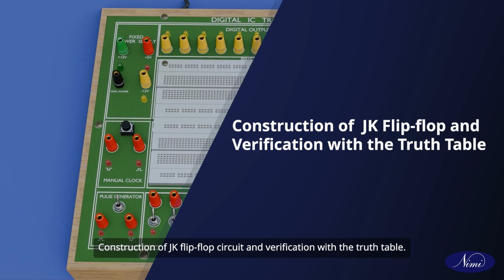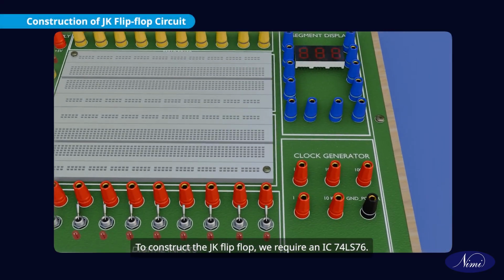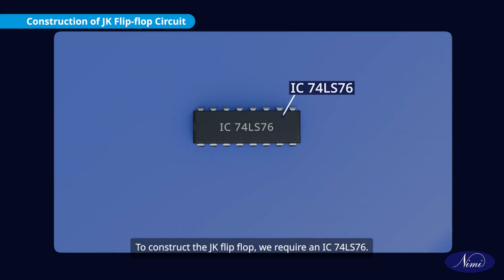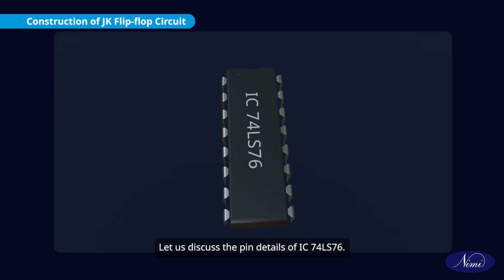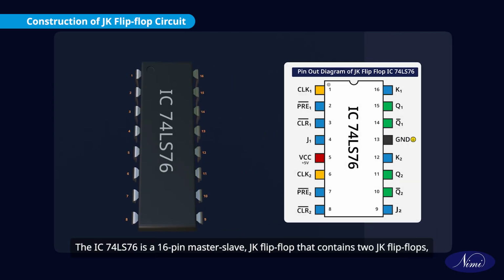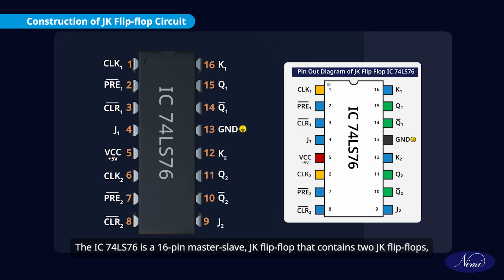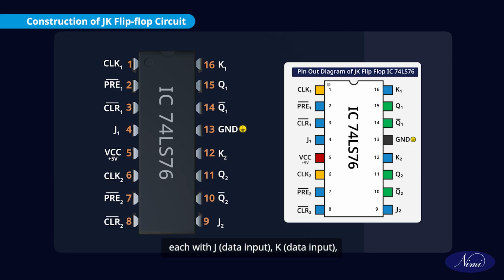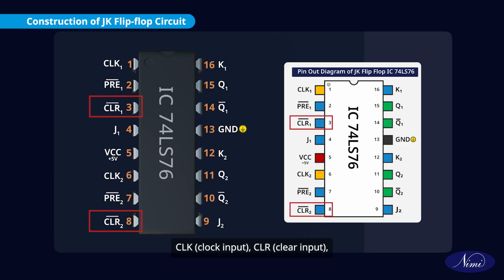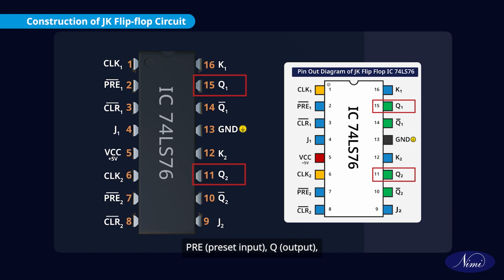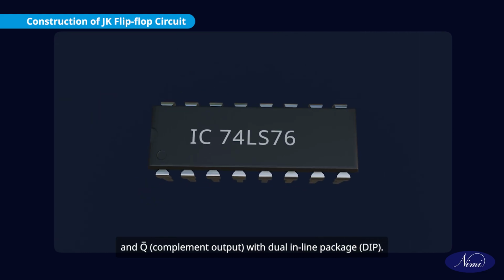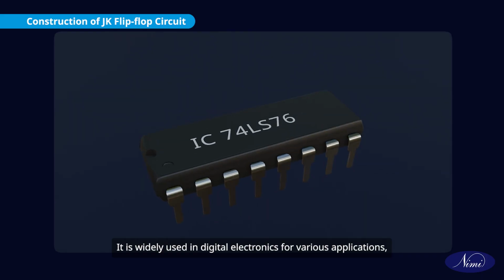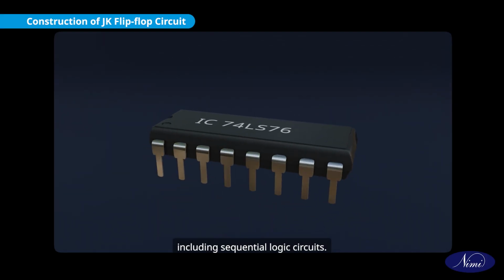Construction of JK flip-flop circuit and verification with the truth table. To construct the JK flip-flop, we require an IC74LS76. Let us discuss the pin details of IC74LS76. The IC74LS76 is a 16-pin master slave JK flip-flop that contains two JK flip-flops, each with J data input, K data input, CLK clock input, CLR clear input, PRE preset input, Q output and Q bar complement output, with dual inline package DIP. It is widely used in digital electronics for various applications including sequential logic circuits.